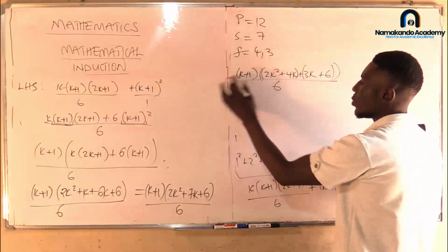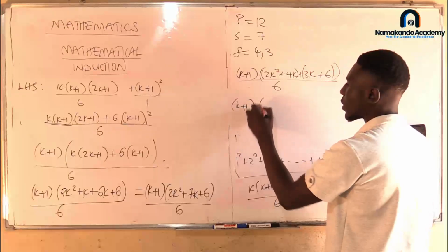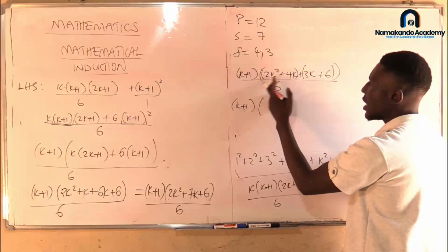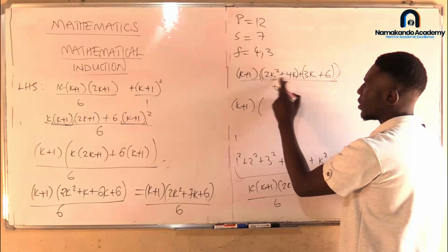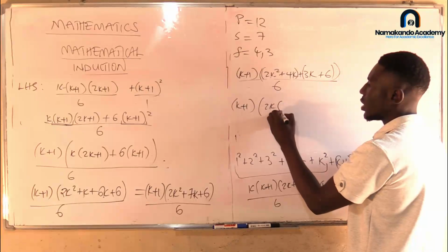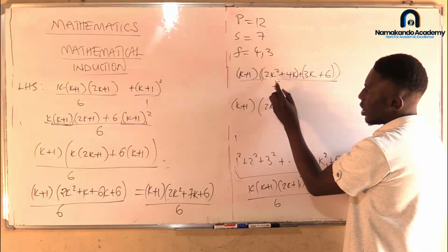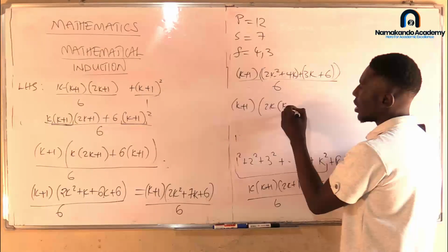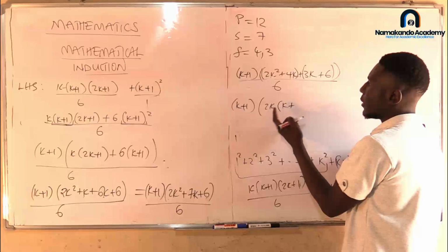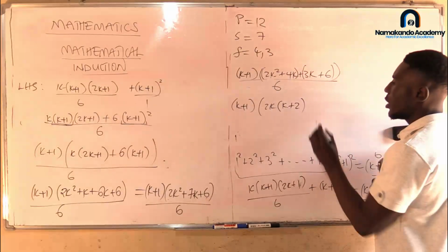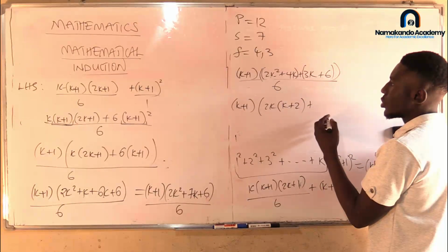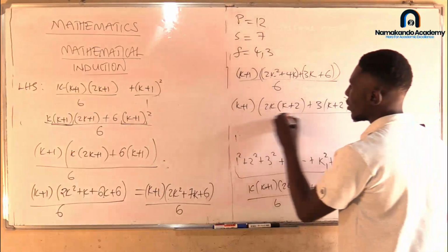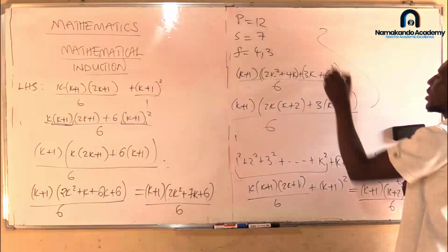So what do we have next? We maintain the k plus 1 this side. Now for the first set of brackets, you notice we have two parts and we have common values for these two. What is common is 2k. So 2 is out and one of the k is also out, so you're left with k. Then plus this side k is out, so what are you left with? The 2 here. Then plus this side, what is common is 3. Then you're left with k plus 2. Everything over 6.